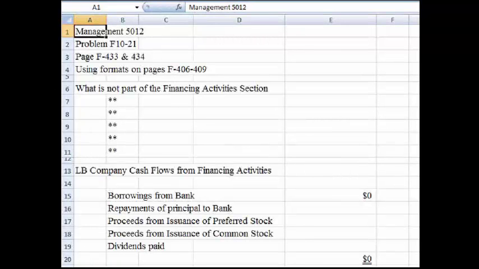Problem 1021 on page F433 is another one of those problems that is a list of transactions, and a selection needs to be made from that list as to which goes onto the financing section of the statement of cash flows. Remember to use the guide on page F410 as you examine the list in the problem. This is the final individual section of a complete statement of cash flows.